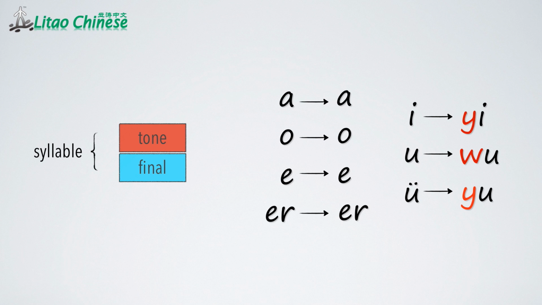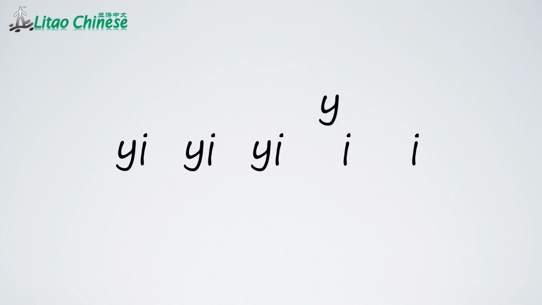Well, let me show you how to write exactly the 3 ones with all 5 tones. When i forms a syllable by itself, we need to add y before i, remove the dot on it, and put the tone marks on them. Remember, there is no tone mark above the neutral tone. Let's read them now.